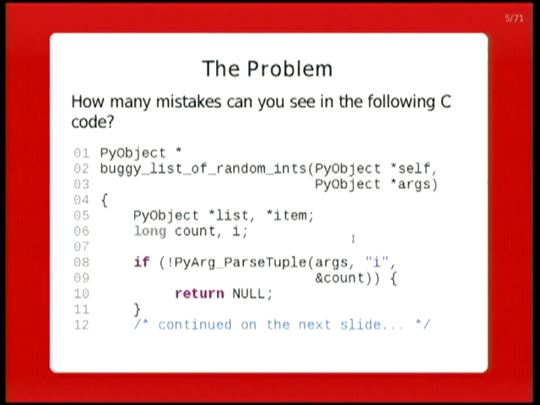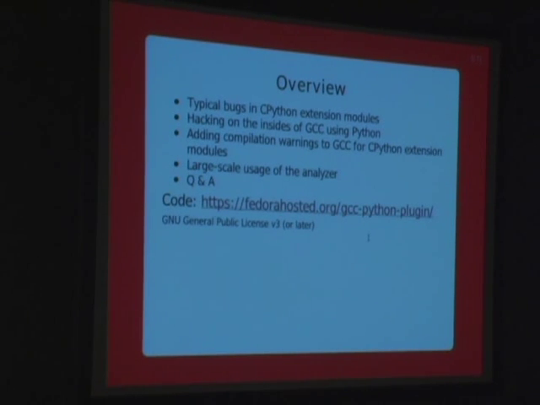And at line 8, we call into PyArg_ParseTuple, which takes the argument tuple that we were passed in, and it uses a format string and some variable length arguments, which is a C idiom, and parses out the arguments. The i code there means we're expecting a single integer argument that we'll store away in the address we're passed in, which is the address of count, the local long variable at line 6.